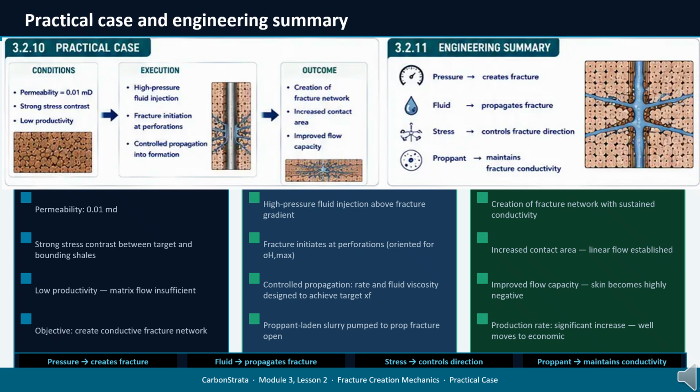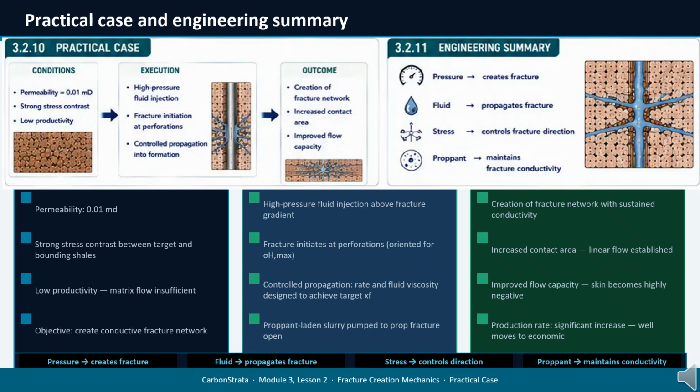Now apply everything together. Low permeability reservoir. Strong stress contrast. Good containment. Execution. Fluid injected above fracture pressure. Fracture initiates at perforations. Propagation controlled by rate and fluid. Proppant injected before shutdown. Outcome: fracture remains open, flow pathway established, production increases.